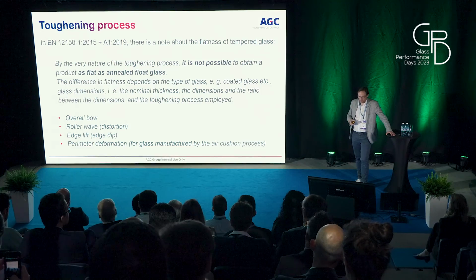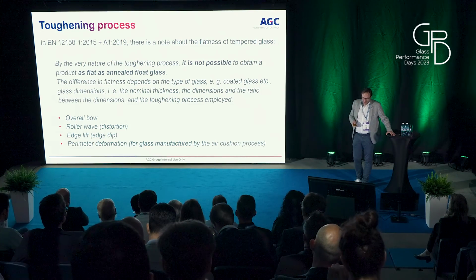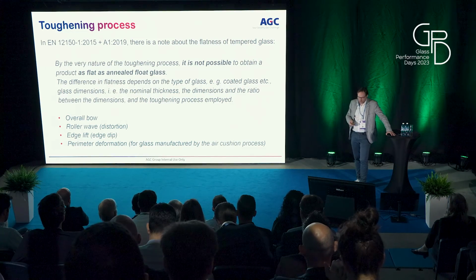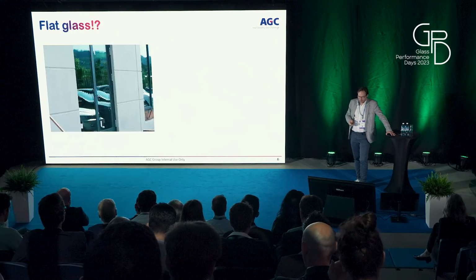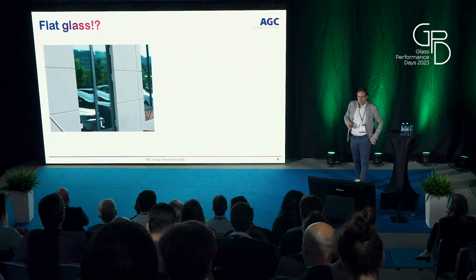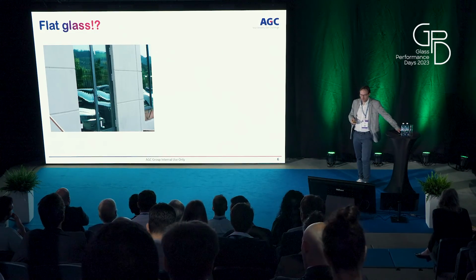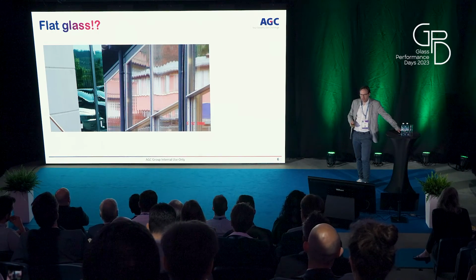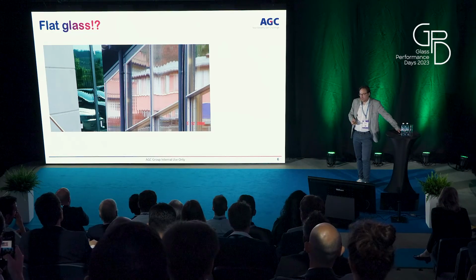You see here the overall bow, you see the roller waves, which are the most prominent ones, the edge lift or edge dip it's also called, and for another type of tempering furnace, on air cushion processes, it's the perimeter deformation. So this is something we don't want. This is the short waviness, I would say, of glass, and you see roller wave distortions in different extensions. We don't want to get that, but we can't avoid it.